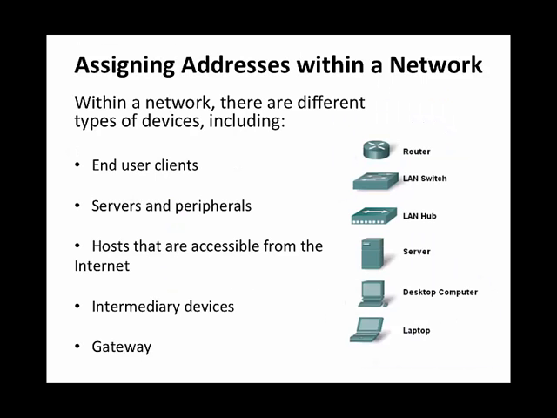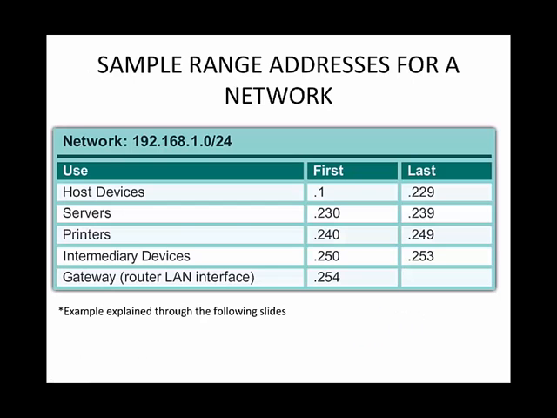So the addresses are assigned differently for each device. We will cover this mainly: end user clients, servers and peripherals, hosts accessible from the internet, intermediary devices, and gateways. We will give a really quick summary of each of them. So here's a quick sample that you can see to illustrate how the addresses were given in this particular example.